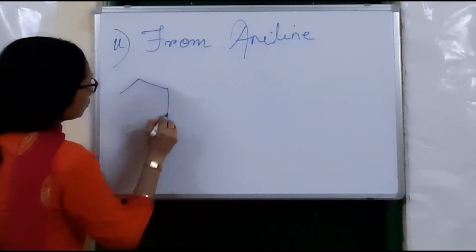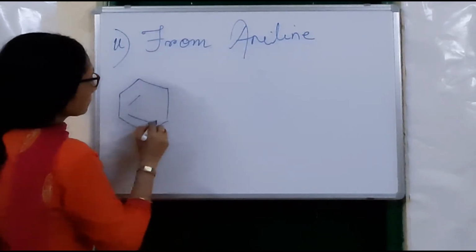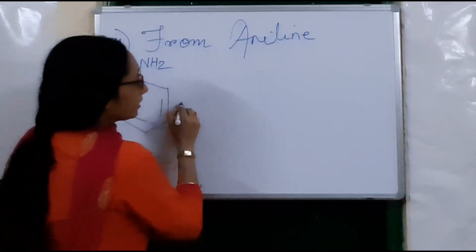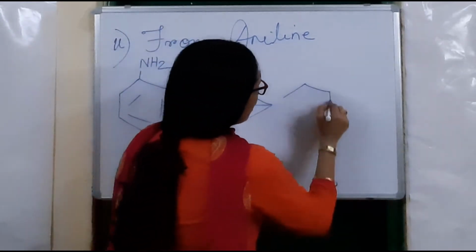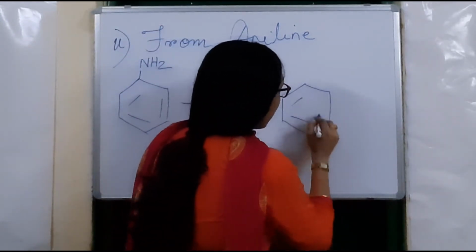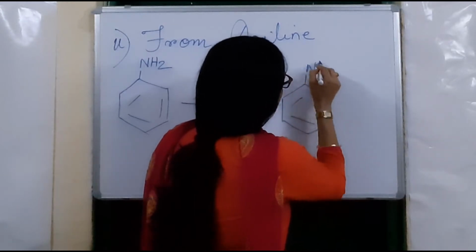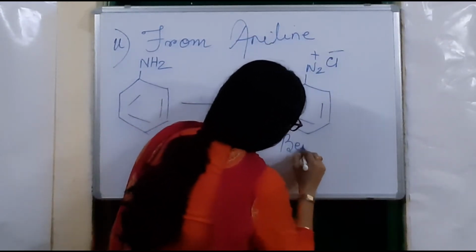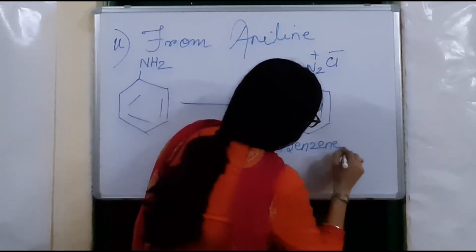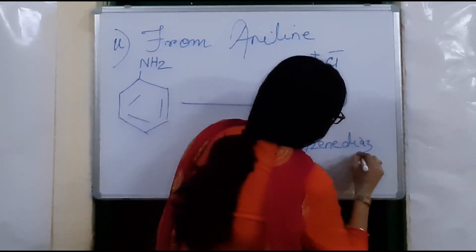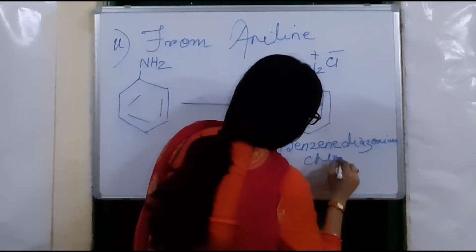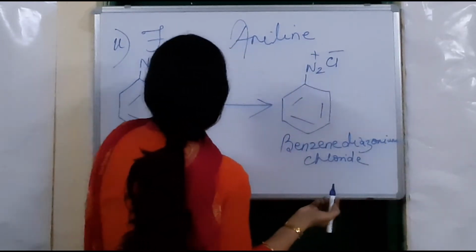Now this is the structure of aniline. First, we will convert aniline to benzene diazonium salt. This is known as benzene diazonium chloride. So how to convert this?